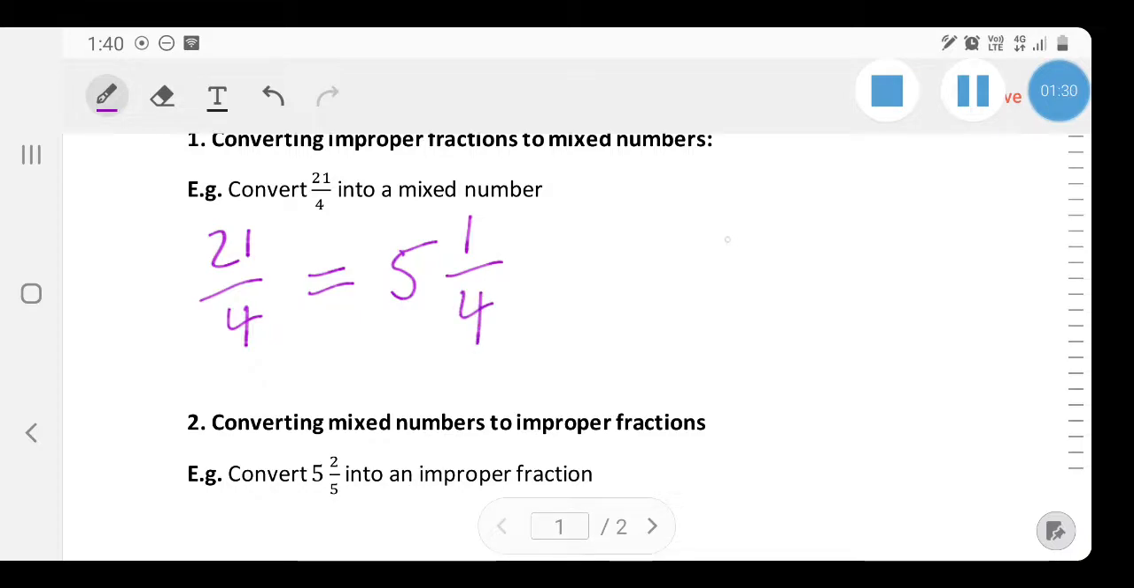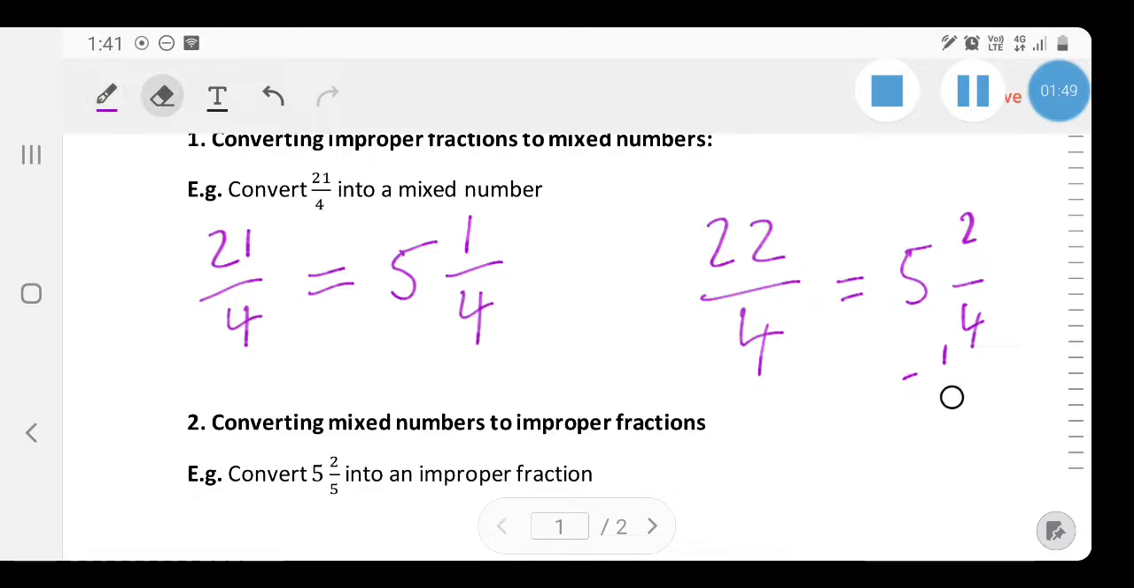If the question had been 22 quarters, well, 4 goes into 22 exactly 5 times with a remainder of 2. So 5 2/4, which is 5 1/2.